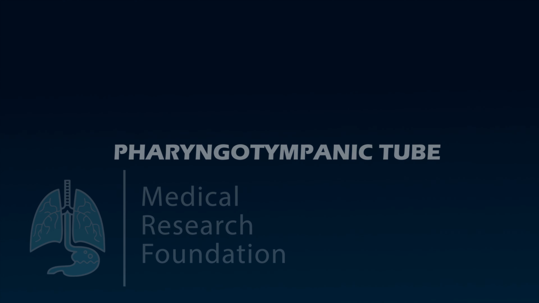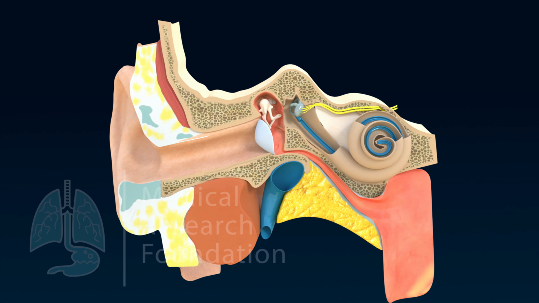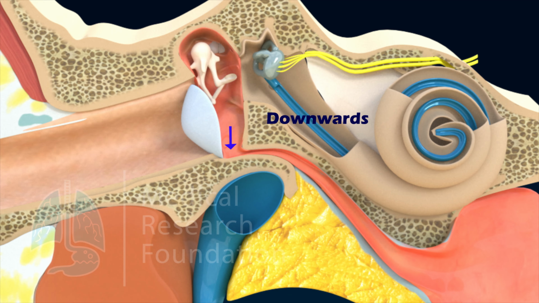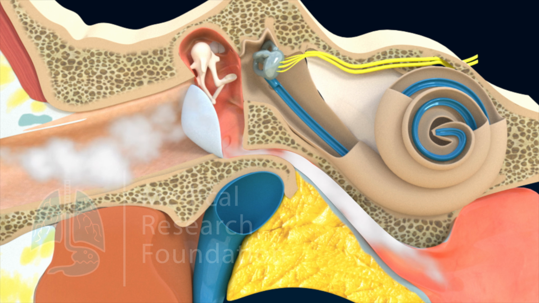Pharyngotympanic tube. The pharyngotympanic tube, or auditory tube, is an osseo-cartilaginous tube which connects the nasopharynx with the tympanic cavity, the middle ear. It is directed downwards, forwards, and medially from the tympanic cavity to the nasopharynx. The auditory tube maintains the equilibrium of air pressure on either side of the tympanic membrane for its proper vibration.